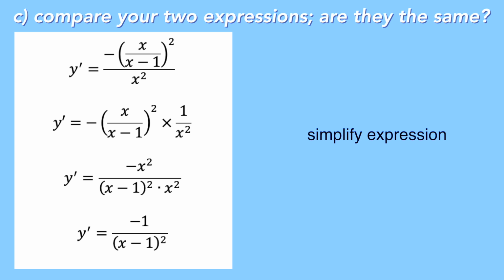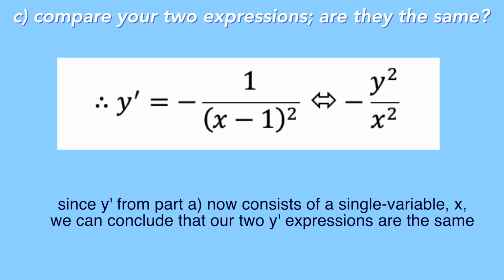We can now simplify the y prime expression by doing keep, change, flip. So in the end, we get y prime is equal to negative 1 divided by the quantity x minus 1, squared. So now we can compare our two expressions and conclude that yes, our y prime expressions are the same.